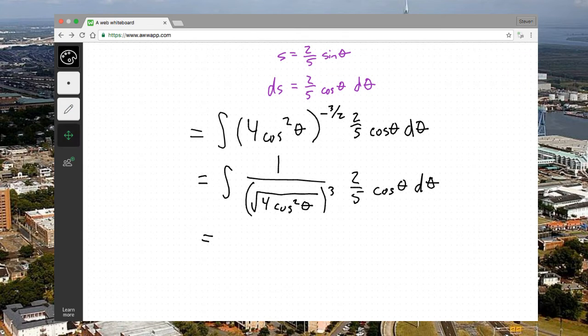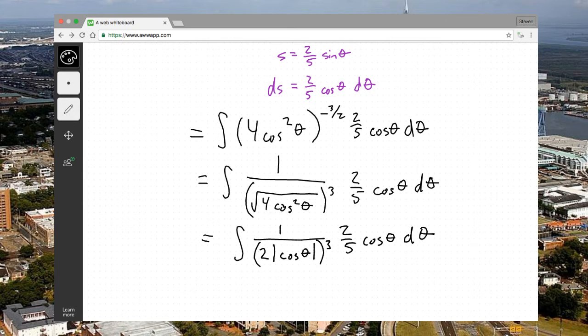In fact, what do we get? The square root of 4 cosine squared would get 2 absolute value of cosine of theta, all of that cubed, times 2/5 cosine of theta d theta. What can we do? Well, we can cancel the 2 on the top and bottom. No, we can't, right, because of that cube here. So let's be a little more careful, and let's expand out that cube.